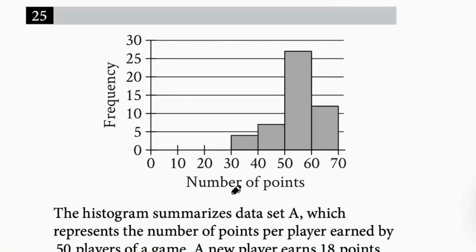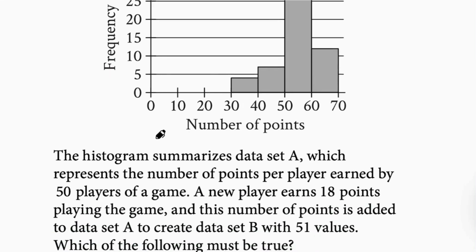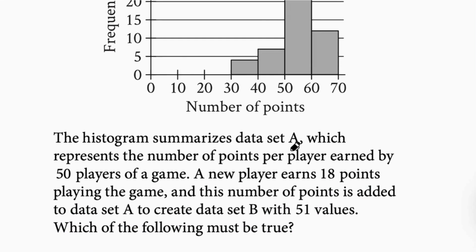Question number 25. A histogram is given to us. The x-axis represents the number of points and the y-axis represents the frequency. The histogram summarizes dataset A, which represents the number of points per player earned by the 50 players of the game. Okay, so the total number is fixed at 50. That means the sum of all the frequencies is equal to 50.